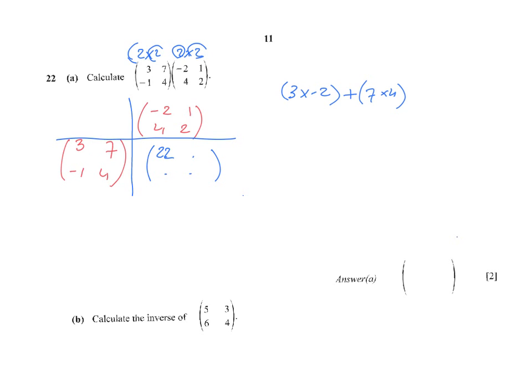Okay, now I'm going to work it out. I'm not going to work it out for all of the pieces of information, but now for this one, it will be 3 times 1 plus 7 times 2. And if you do that correctly, it is 17.